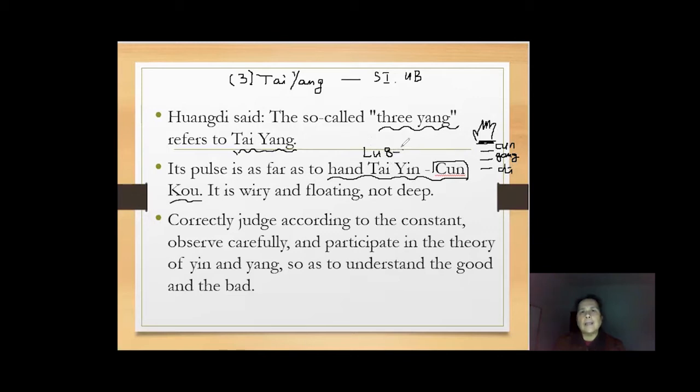It is located around Lung 8 and Lung 9, also some near Lung 7. That part belongs to our meridian, the Hand Tai Yin Lung channel passing there. That location we call Chun Kou, the same Chun, and Kou is like an opening. We can say Kou means the mouth. So Chun Kou here means this special kind of location, like an opening, where we feel the pulse and can know the situation of the internal organs.